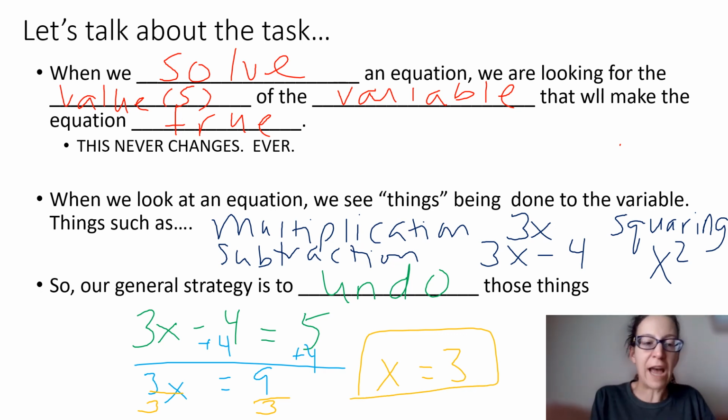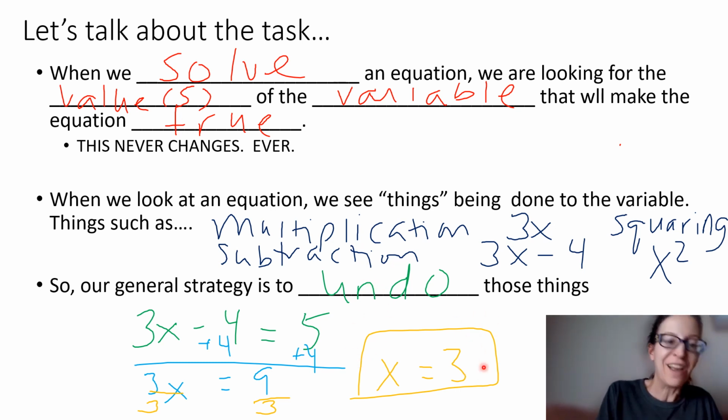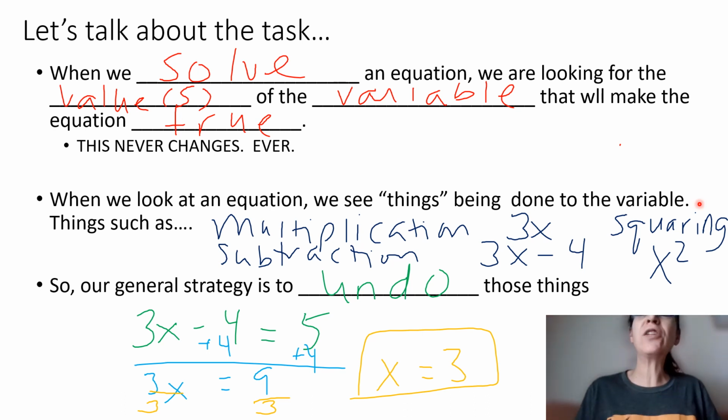Now notice what has happened there, okay? We had an x and we did some stuff to it. Then we undid those things and we're left with a value of x that, if I were to go and plug it back in, would make that equation true. 3 times 3 is 9, 9 minus 4 is 5. So I would get 5 equals 5. That is what we're doing in every kind of equation ever, really.